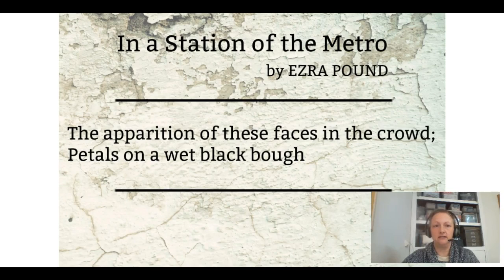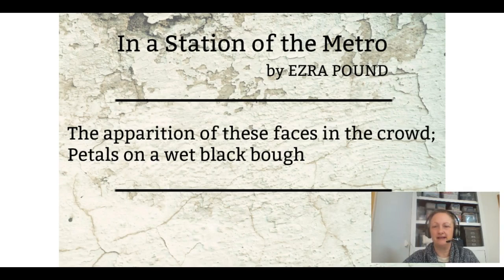We have two lines, so it's continuous. We don't have stanzas or verses or any of those things. We've got two lines, so I could call it a couplet. That would be something in poetry. I'm thinking about rhythm and rhyme. "The apparition of these faces in the crowd, petals on a wet black bough."